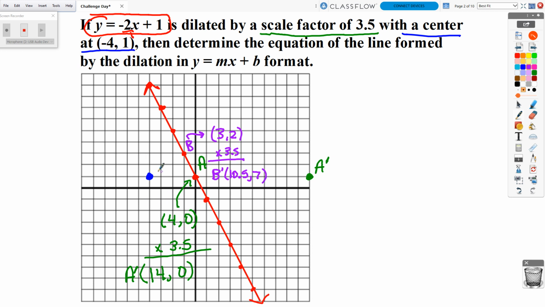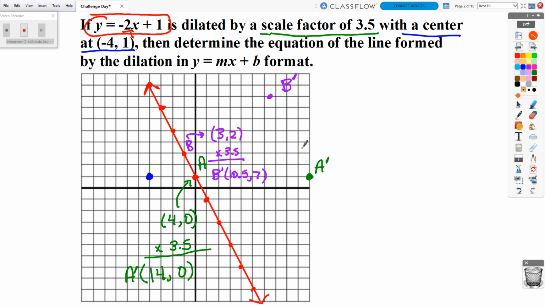So again, starting from the center of the dilation, we're going to go over 1, 2, 3, 4, 5, 6, 7, 8, 9, 10 and a half, and then up 1, 2, 3, 4, 5, 6, 7. So right there, there's B prime.